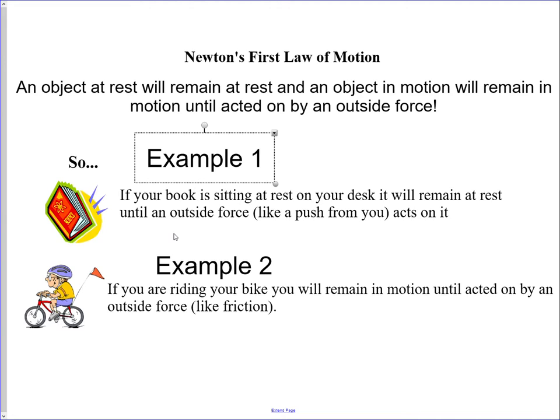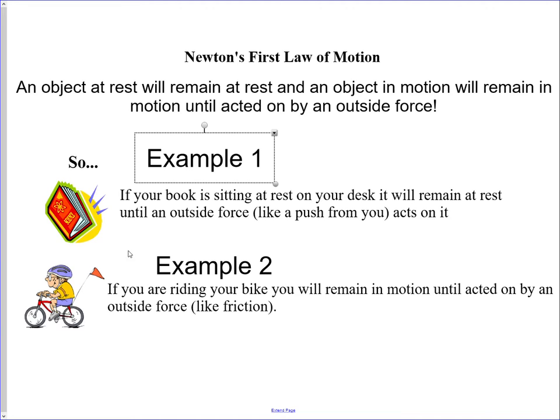For objects at rest. The second example deals with objects in motion. So if you're riding your bicycle, you will remain in motion until acted on by an outside force. Okay, so again, an object that's in motion wants to remain in motion. So the bike wants to remain in motion until it's acted on by an outside force. So one outside force would be friction. Friction is what would slow your bicycle down and would be that unbalanced force that affects its ability to stay in motion.